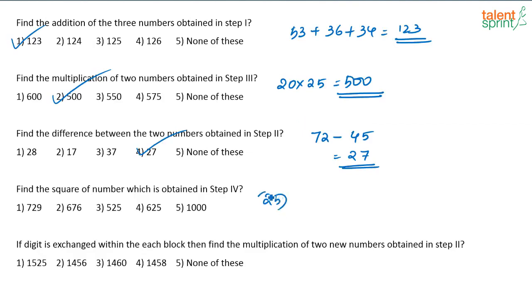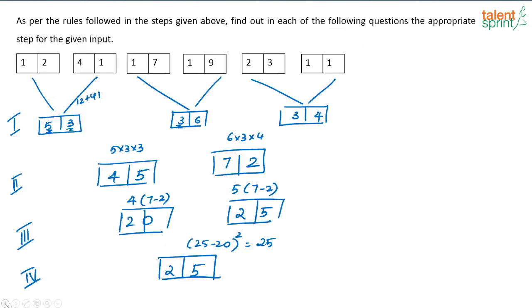So 25 squared is 625. All those of you who gave me the logic of LCM here, see, if you had solved it as LCM, what would you have got here? You would have got 100, correct? 20 and 25, the least common multiple is 100, correct?